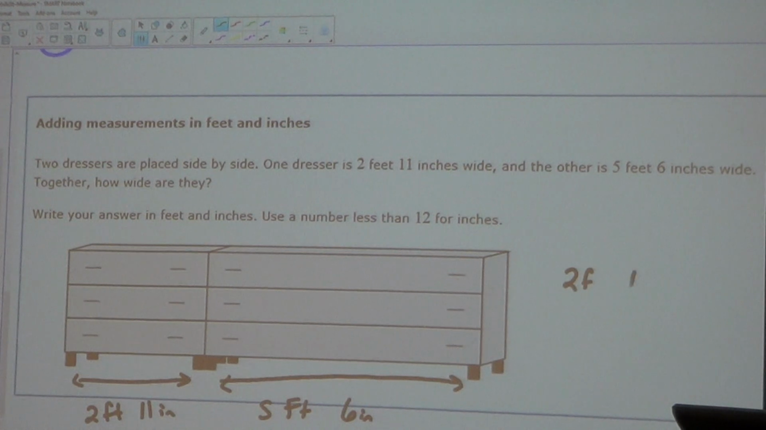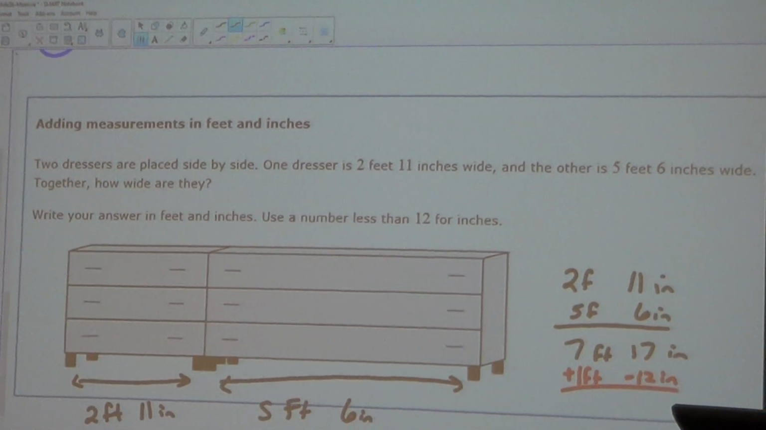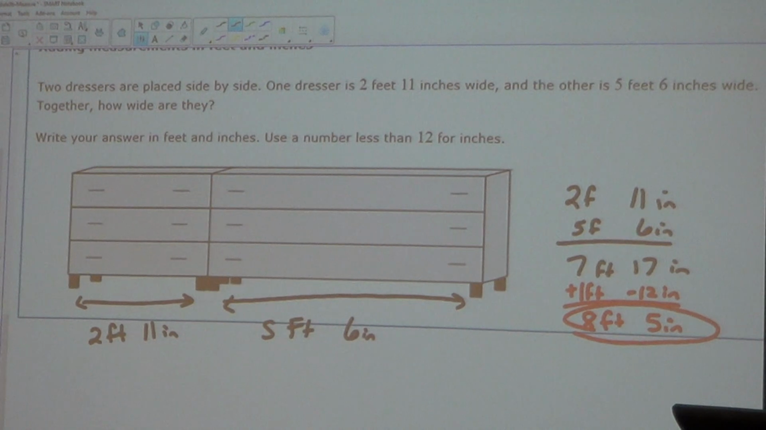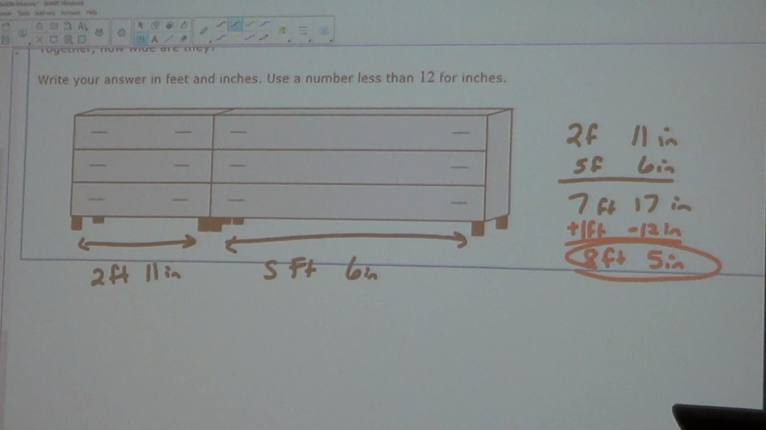So most people will do exactly what you're supposed to do, and you'll come tell me that it's 7 feet, 17 inches wide. And I'm going to be like, mathematically illegal. So we have to take away 12 inches and call it a foot. It's kind of like fixing an improper fraction. So it's going to be 8 feet, 5 inches. Now, if I did that and this number was still over 12, I'd do it again. We good? All right.